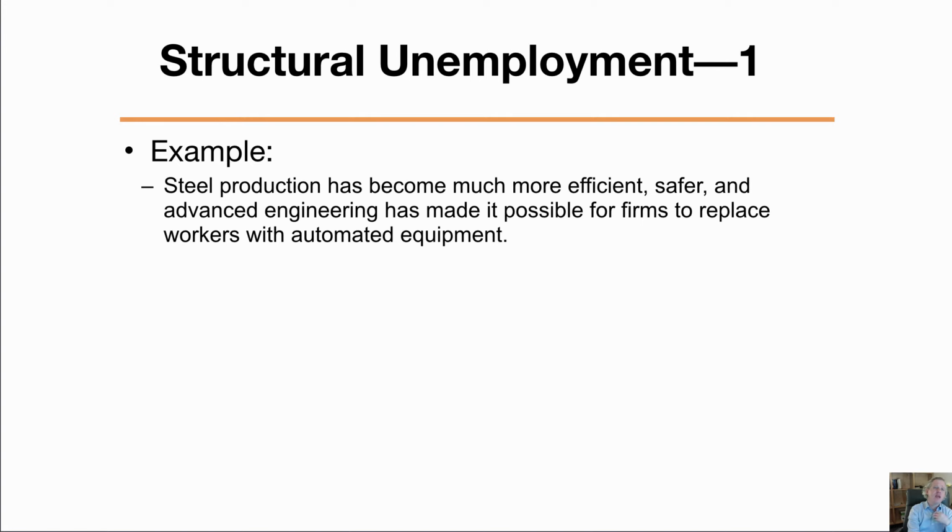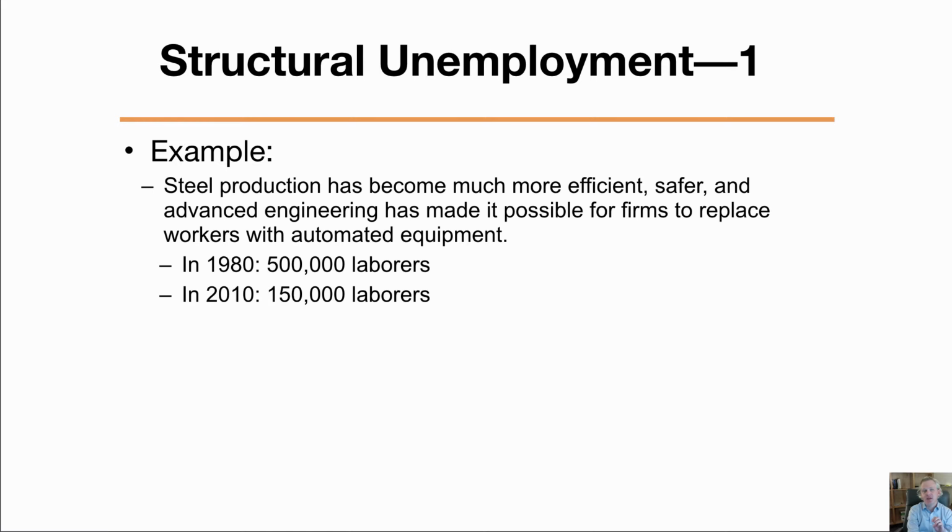Another example is steel production. Steel production has become way more efficient and safer. Advanced engineering techniques have made it possible for firms to replace workers with equipment. That causes unemployment. In 1980 in the U.S., there were about 500,000 laborers working in the steel industry. Now there are about 150,000.